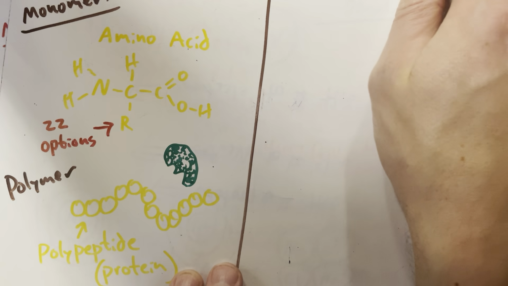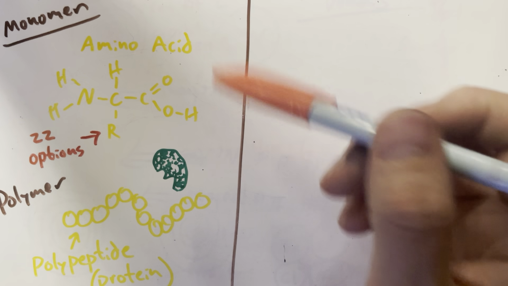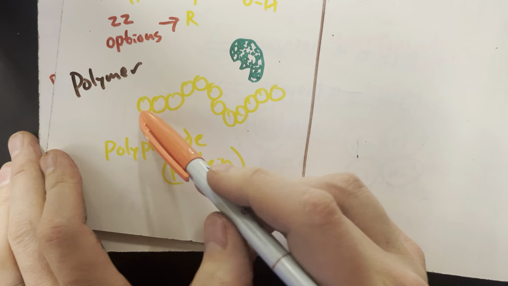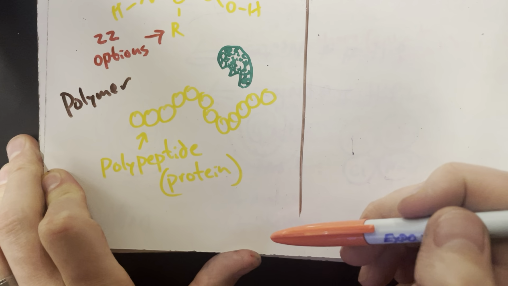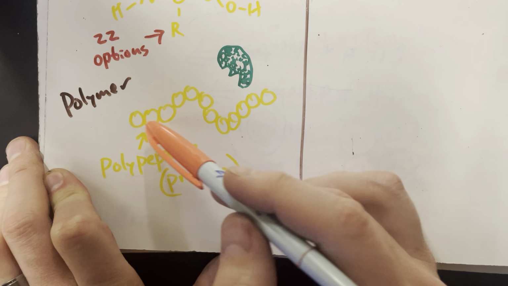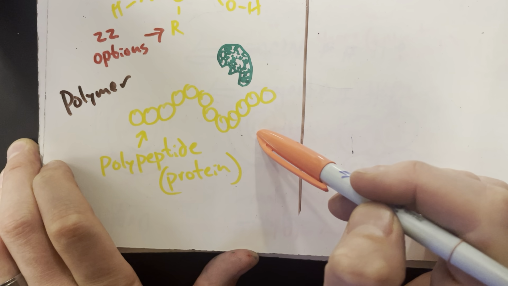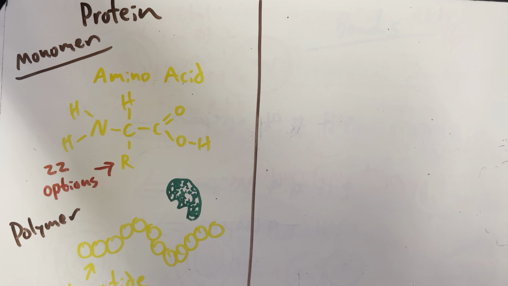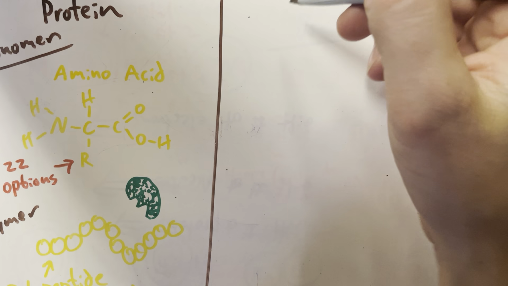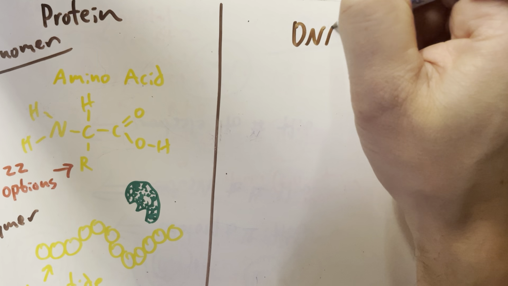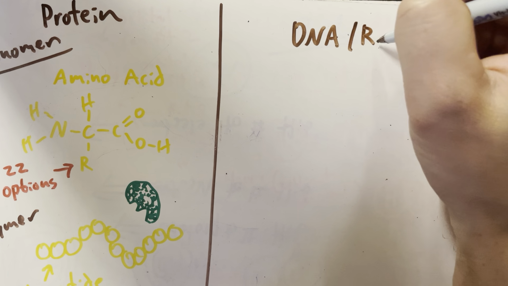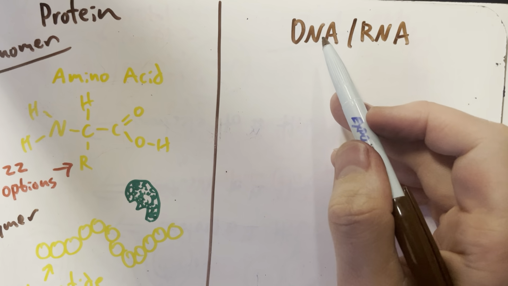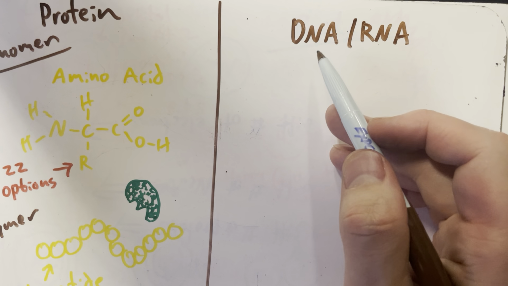Okay. And then finally, what determines this order of amino acids? Does anyone know? How does your body know what order to put these amino acids in? If only there was some sort of blueprint or code for it. What is it? Say it again. DNA. RNA. DNA stands for deoxyribonucleic acid.